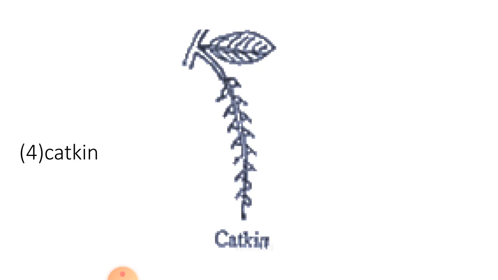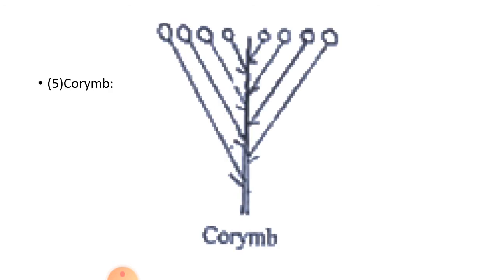It is found in mulberry, Morus, which we call shahtoot in Urdu, and poplar, willow, et cetera. In this case, the hanging spike matures and falls down as a unit. So this arrangement is known as catkin inflorescence.